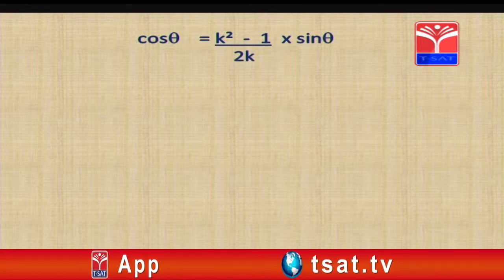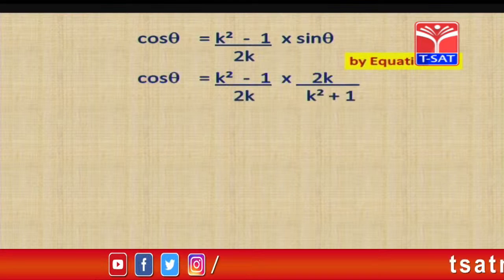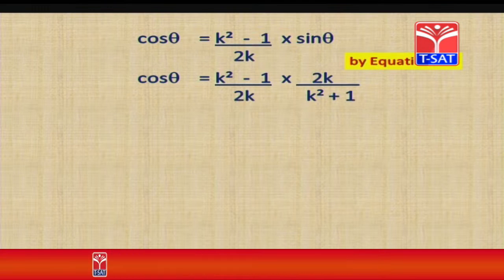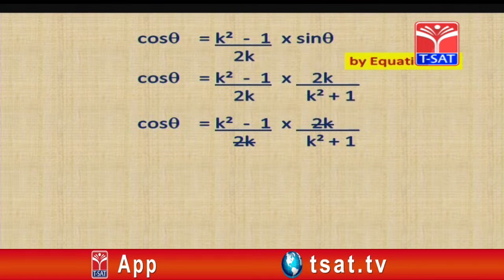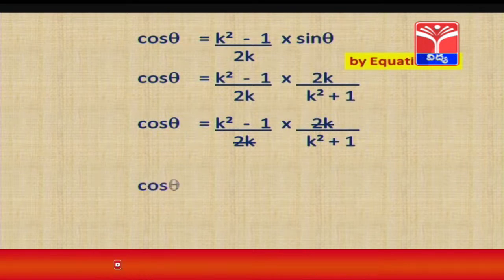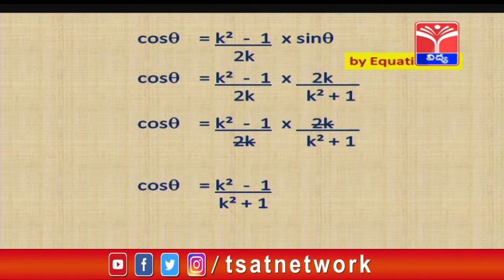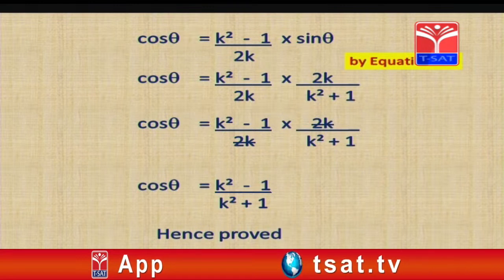But in the earlier equation 3, it shows that sine theta is having some value. So, I will substitute that value here now. By equation 3, what I will get here? Cos theta is equal to k square minus 1 by 2 k into 2 k by k square plus 1. So, the 2 k and 2 k got cancelled. So, cos theta is equal to k square minus 1 by k square plus 1. Are you clear, children? I hope that you have understood this. So, with this we can say, hence proved, that is, we have proved that cos theta is equal to k square minus 1 by k square plus 1.